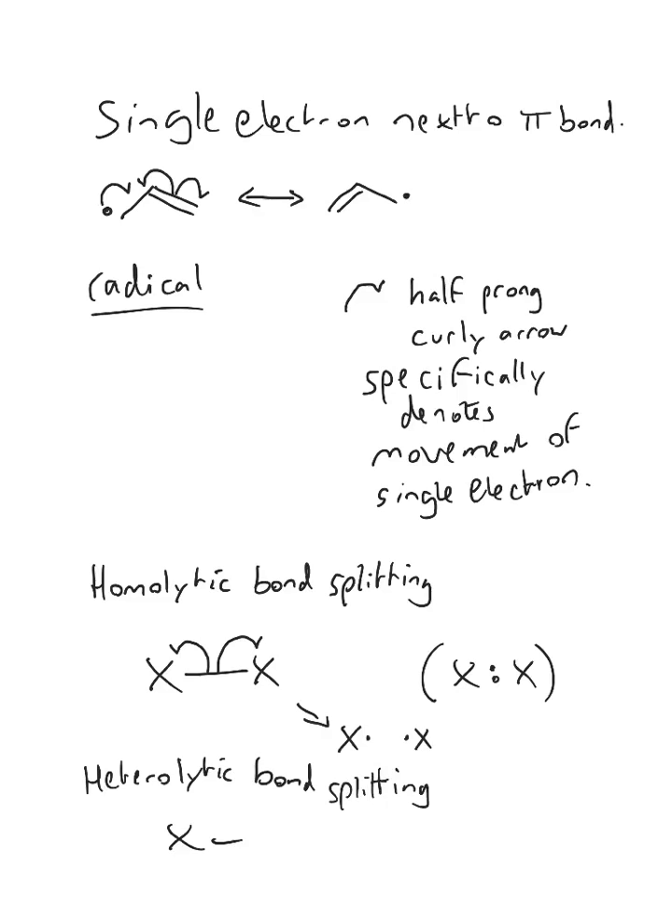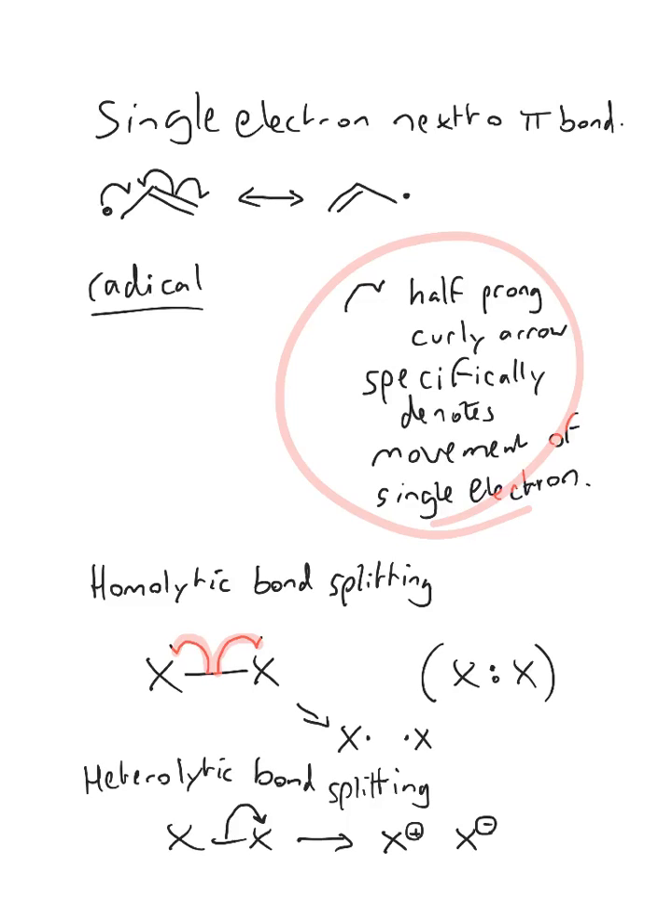Heterolytic bond splitting is when you would have both electrons moving to one end, such as this case where you would end up with X with a positive charge because all the electrons left that atom, and an X with a negative charge where the other atom gained both electrons. Notice how we use different arrows for homolytic splitting. These are the half prongs, and we have the regular heterolytic splitting where we end up with charges. Cool.